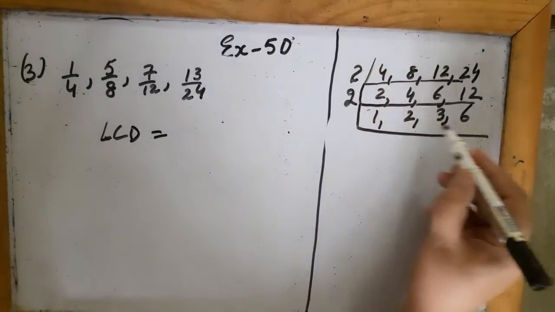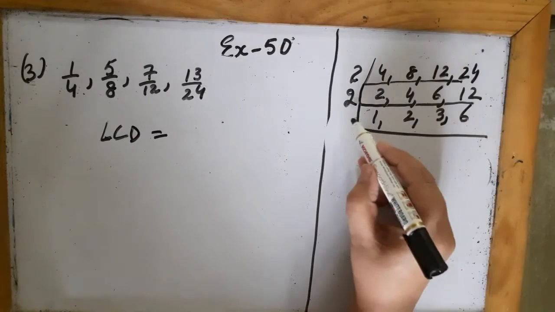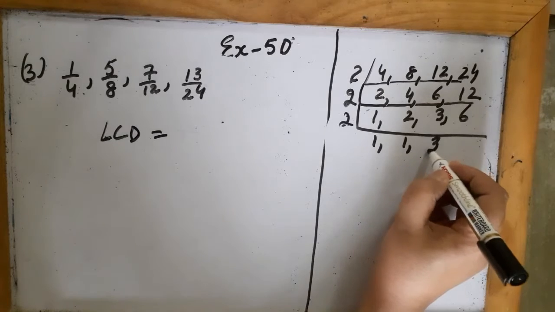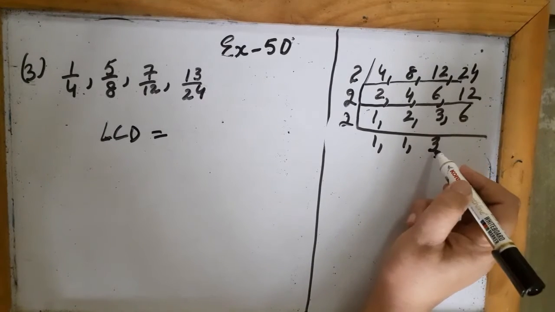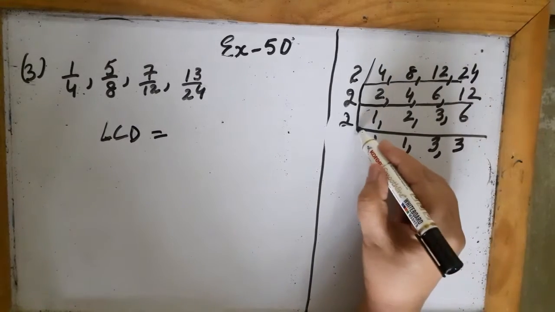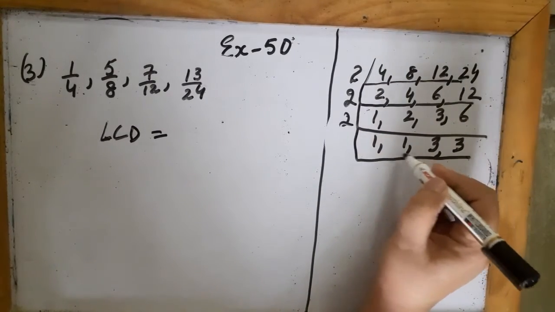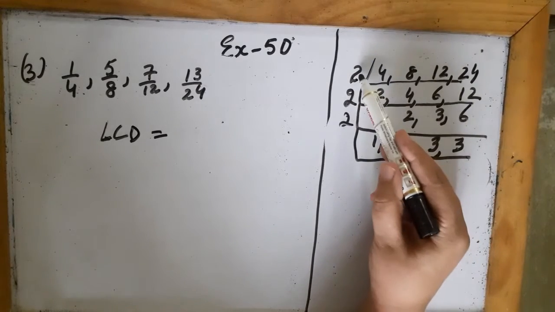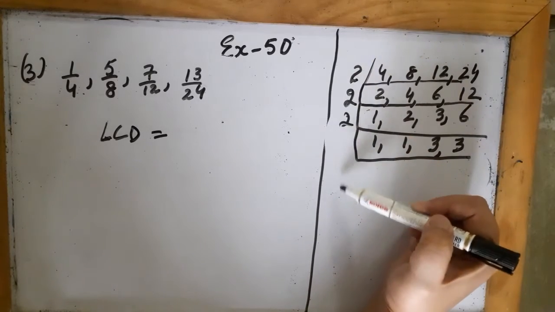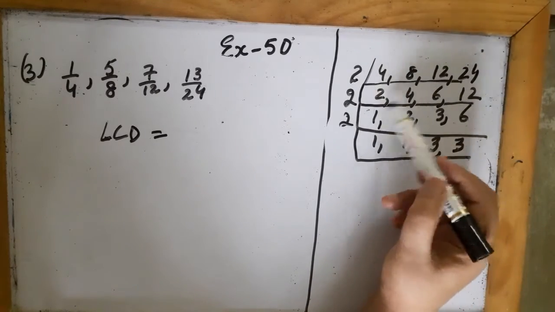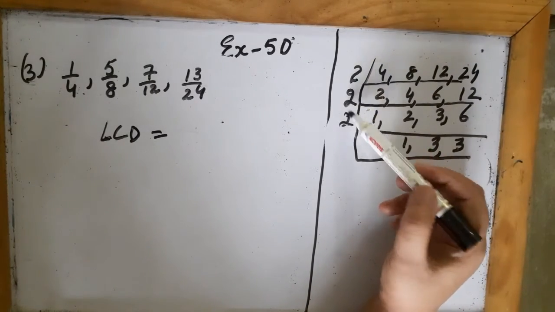Now I can see some of the numbers I can divide with 2 again. So 2 1s are 2. This 3 I cannot divide by 2, so leave it like this only, and 2 3s are 6. Now no number I can divide with 2. Now I will use the next prime number. On this side we use only prime numbers. We divide these numbers inside this house only with prime numbers.